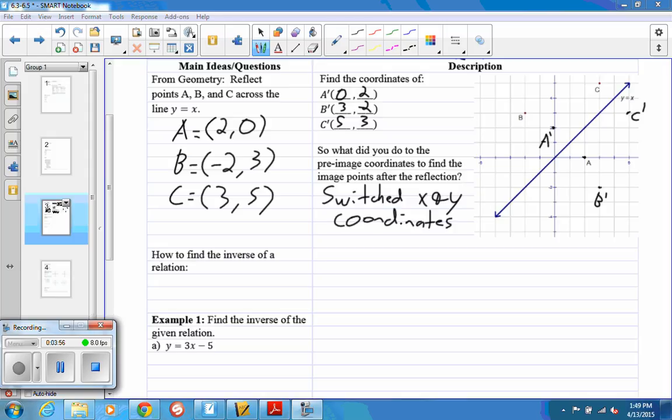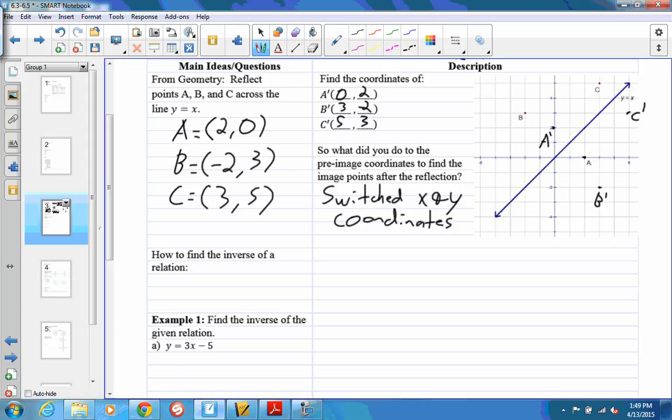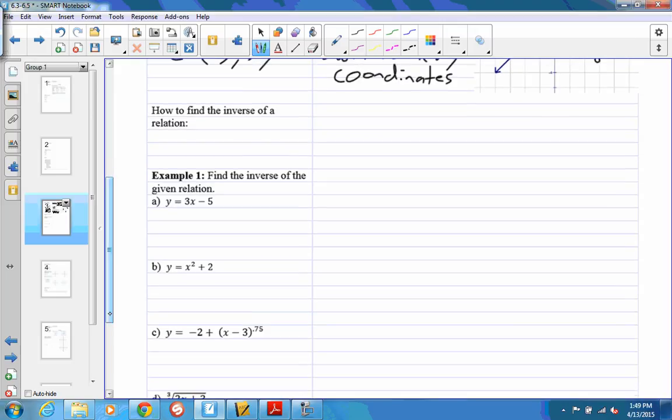That's all we had to do to reflect. An inverse function is the same thing. It's a function that's been reflected over the line y equals x. So to find an inverse, and we'll call it a relation, just to show it's an equal sign, but ultimately we're just talking about functions. Right? Okay. So to find an inverse, you're going to do 3 steps.